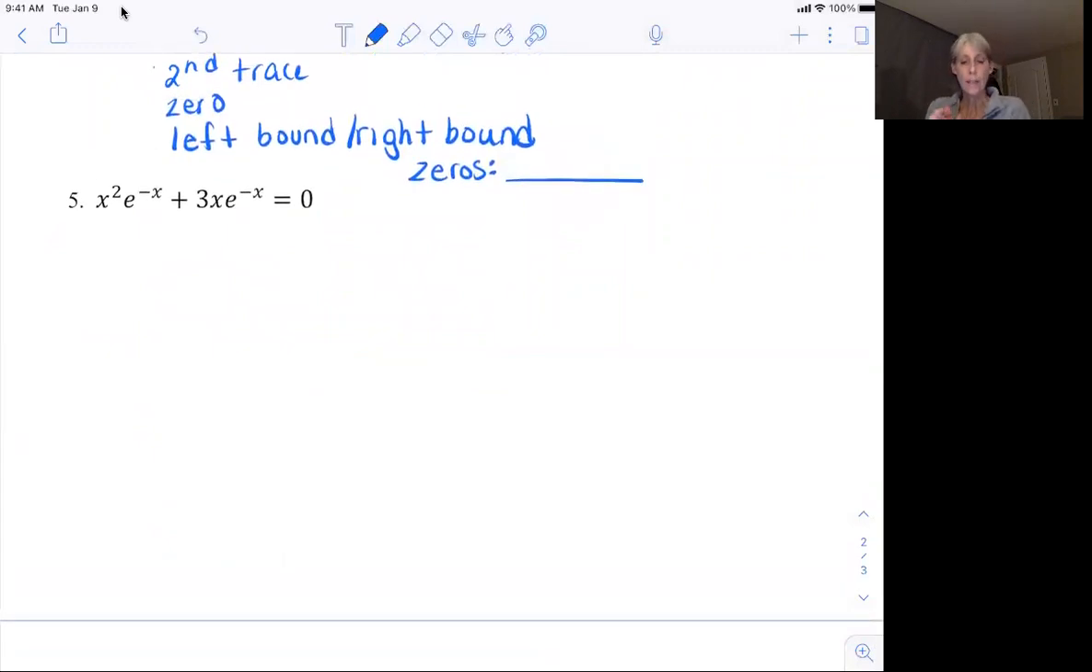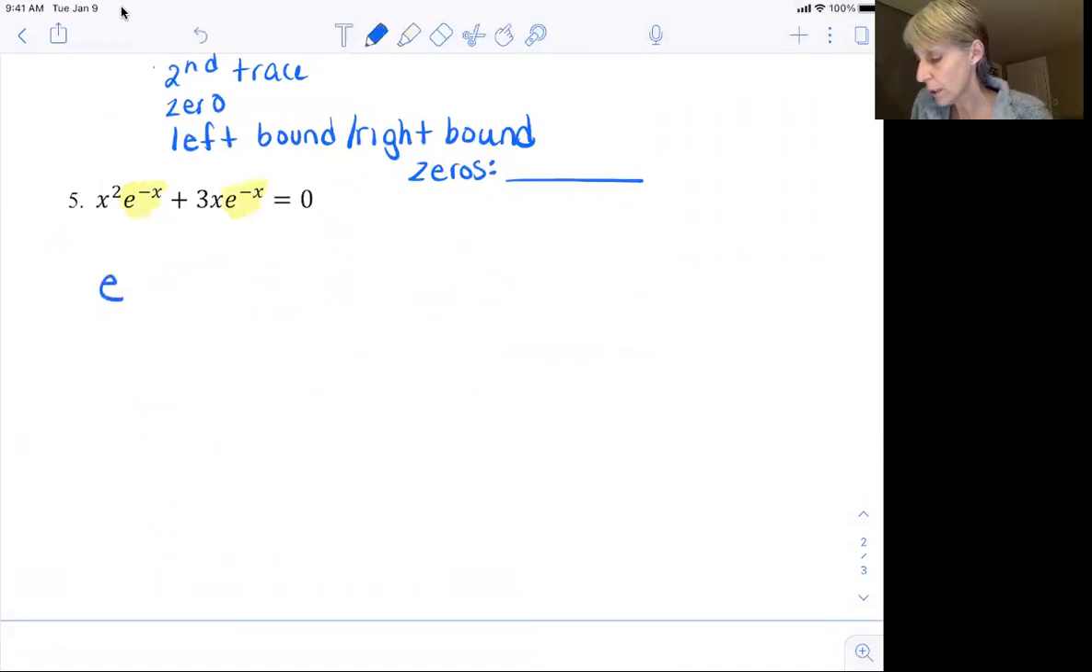Now, in example 5, I'm looking at this. This is a type of situation that, when we are in calc, is going to show up quite often, and you're going to have to recognize that this is going to be an algebraic one. We really don't always jump to the calculator with these. It looks like a mess, but if you look at these, each of these terms has an e to the negative x. So we're going to factor that out.